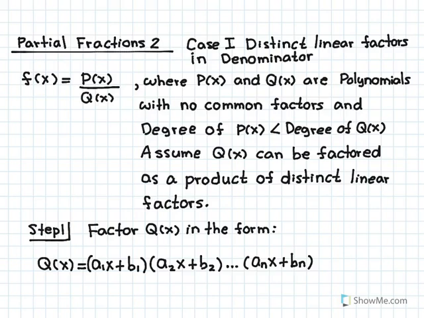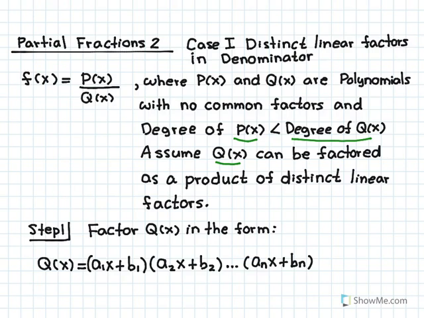In this video, we're going to look at partial fractions with distinct linear factors in the denominator. Here we have f(x) = p(x)/q(x), where p(x), the numerator, and q(x), the denominator, are polynomials with no common factors, and the degree of p(x) is less than the degree of q(x). Assume q(x), the denominator, can be factored as a product of distinct linear factors.